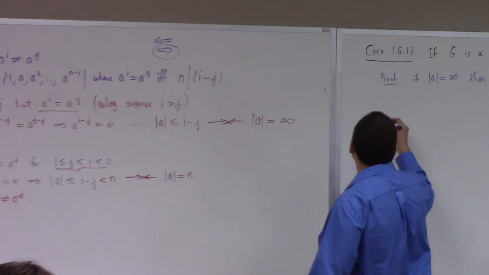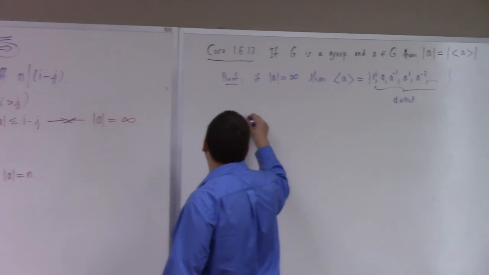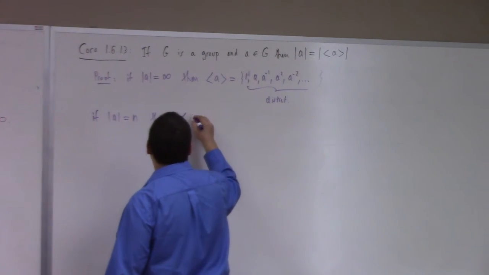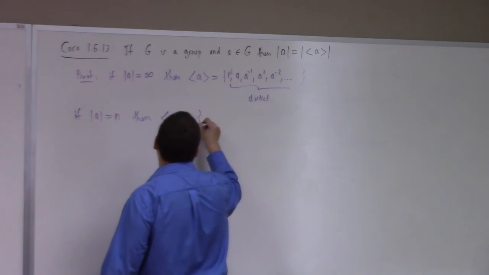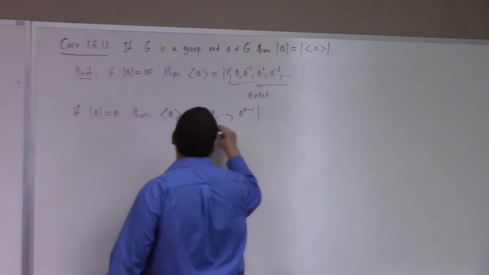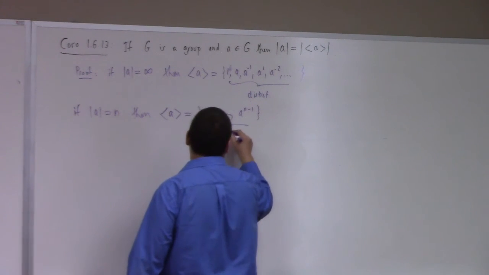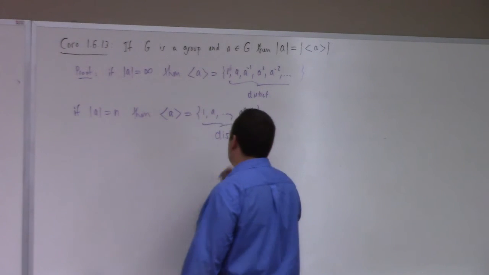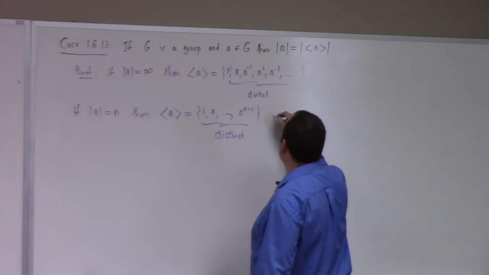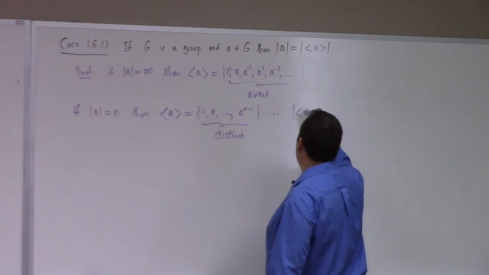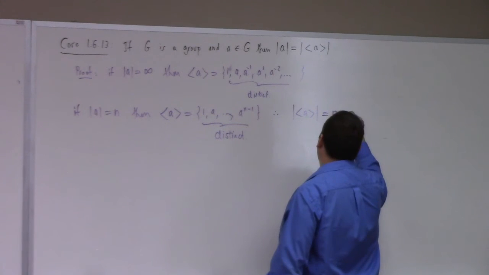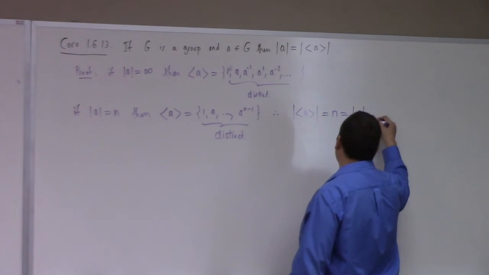But if on the other hand the order of a is equal to n, then what the theorem just showed is that the subgroup generated by a is 1, a, up to a to the n minus 1, and these were distinct. All right? So, count. The order of the subgroup is equal to the number of things there, 1, 2, 3, n, and of course that's also equal to the order of a.